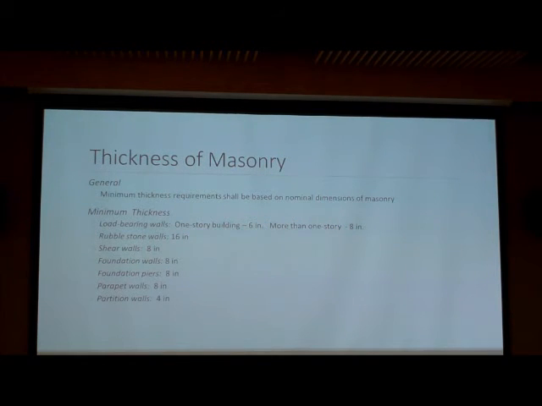For the thickness of masonry, all minimum thickness requirements are based on nominal dimensions of masonry. So for minimum thicknesses, I'm not going to read all of them, but for the load-bearing walls, 6 inches for 1 story, 8 inches for more than 1 story. Again, we have the 16 inches for the rubble stone walls, which is pretty substantial.